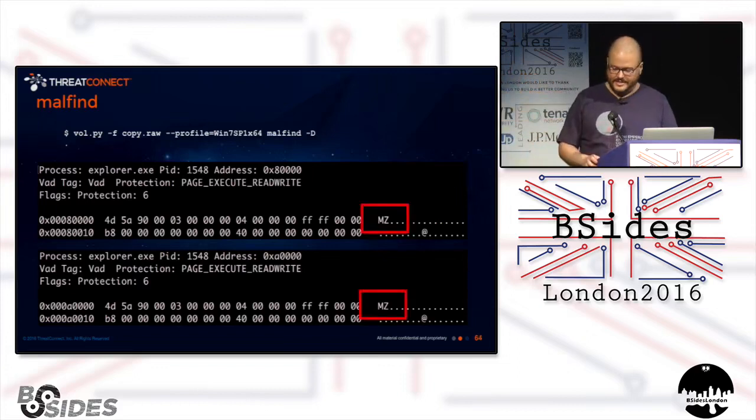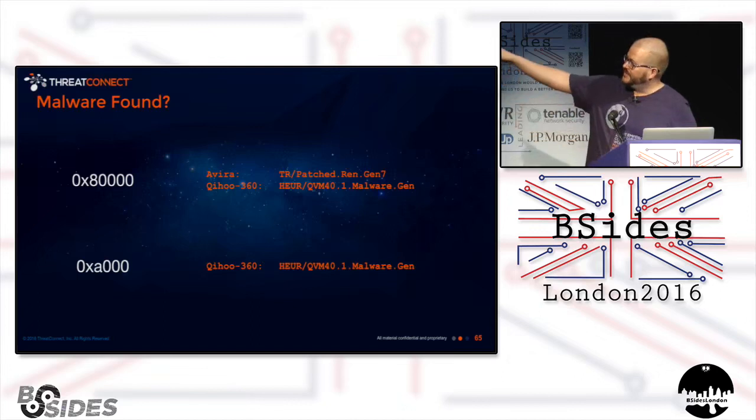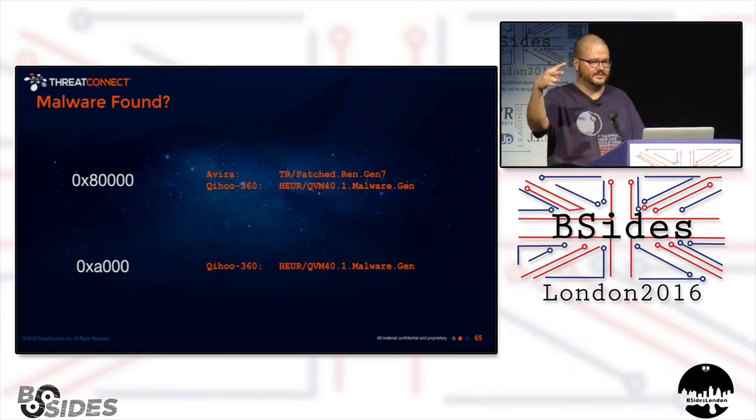You've got MZ, which is a PE executable. So a PE executable was actually shoved into Explorer. And then I dumped those processes and ran the dumped file through VirusTotal. I found that Avira and Qihoo 360 flagged this memory address as malicious, and Qihoo 360 also flagged the second one. So both of those are found to be malware.